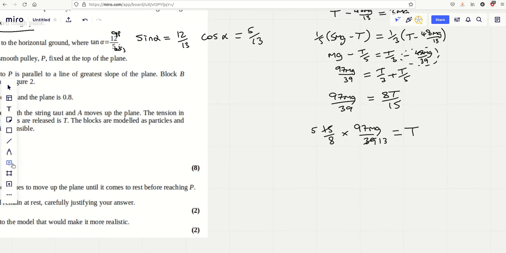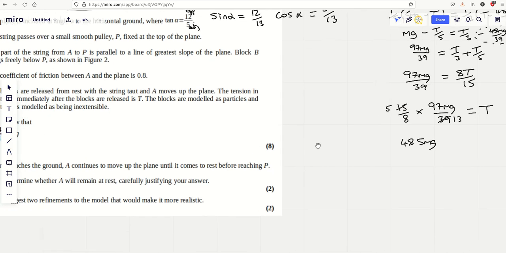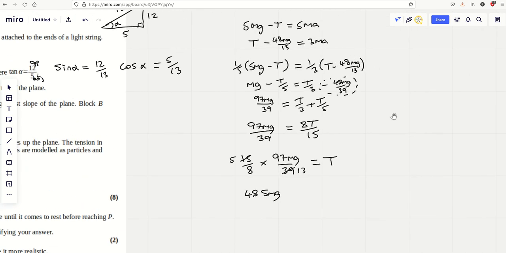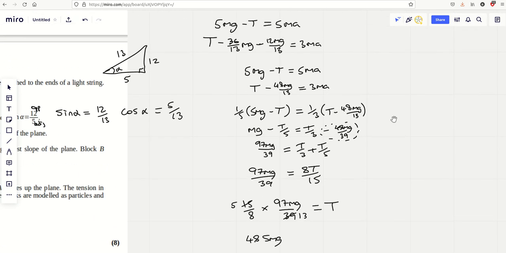That's a little bit unfortunate, because am I going to get that? 5 nines are 45, 5 sevens are 35. So 450 plus 35 is 485 mg. Is that what I had there? I don't know if it was. Or was it 435? Let's do that again. 5 times 90 is 450. And then 5 times 35. So it's almost like I've gone wrong slightly up here. Where did I go wrong?